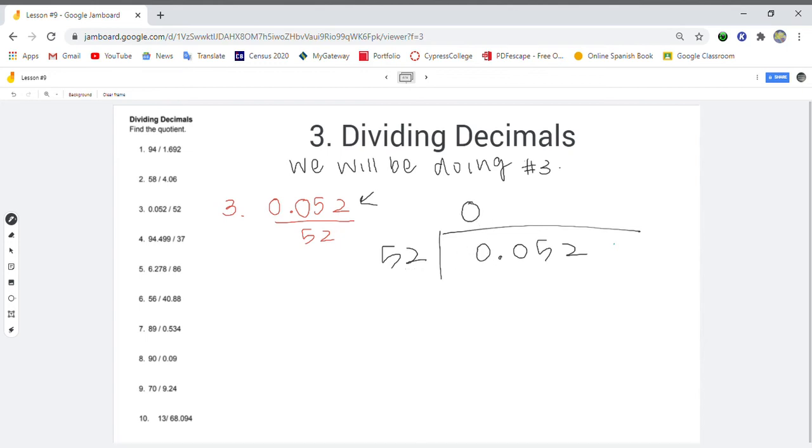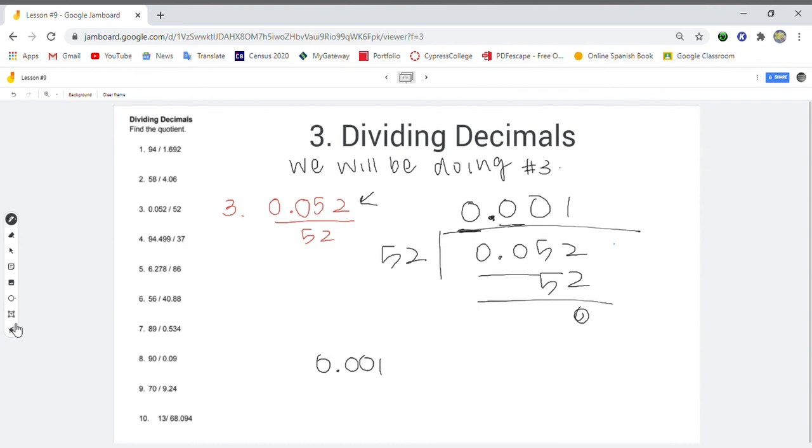Can 52 get into 0? No. Can 52 get into 5? No. So again 0. How many times does 52 go into 52? Once. So we place the 1 here and we subtract by 52. And just do that normally. Lastly, since we are dividing decimals, we have to make sure to put the decimal point in your answer. The decimal point is between the first number and the second number, so we're going to put it beside the first one and the second one. So right here. Your final answer should be 0.001.